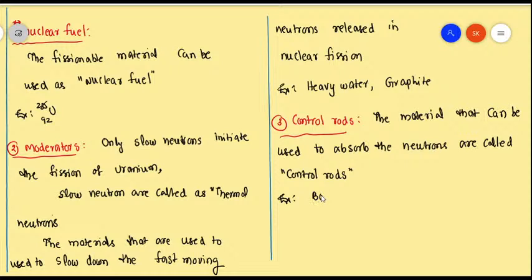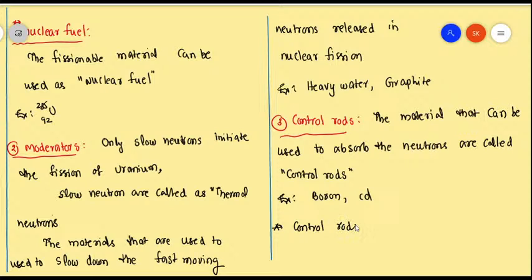Boron and cadmium can be used as control rods. What is the use of the control rods? These are metals that can absorb the neutrons. By that, what will they do? Control rods can control the chain reaction.